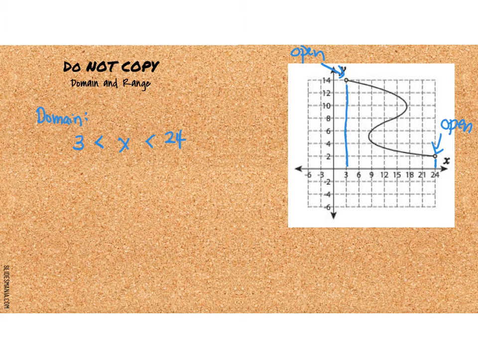Okay, for my range, same thing, from the lowest, which is 2, y in between, to the highest, which is 14. And they remain open, so that's going to be less than and less than. Okay, so we have 2 less than y less than 14. That means your range is anything between 2 and 14, but it does not include 2, it does not include 14.